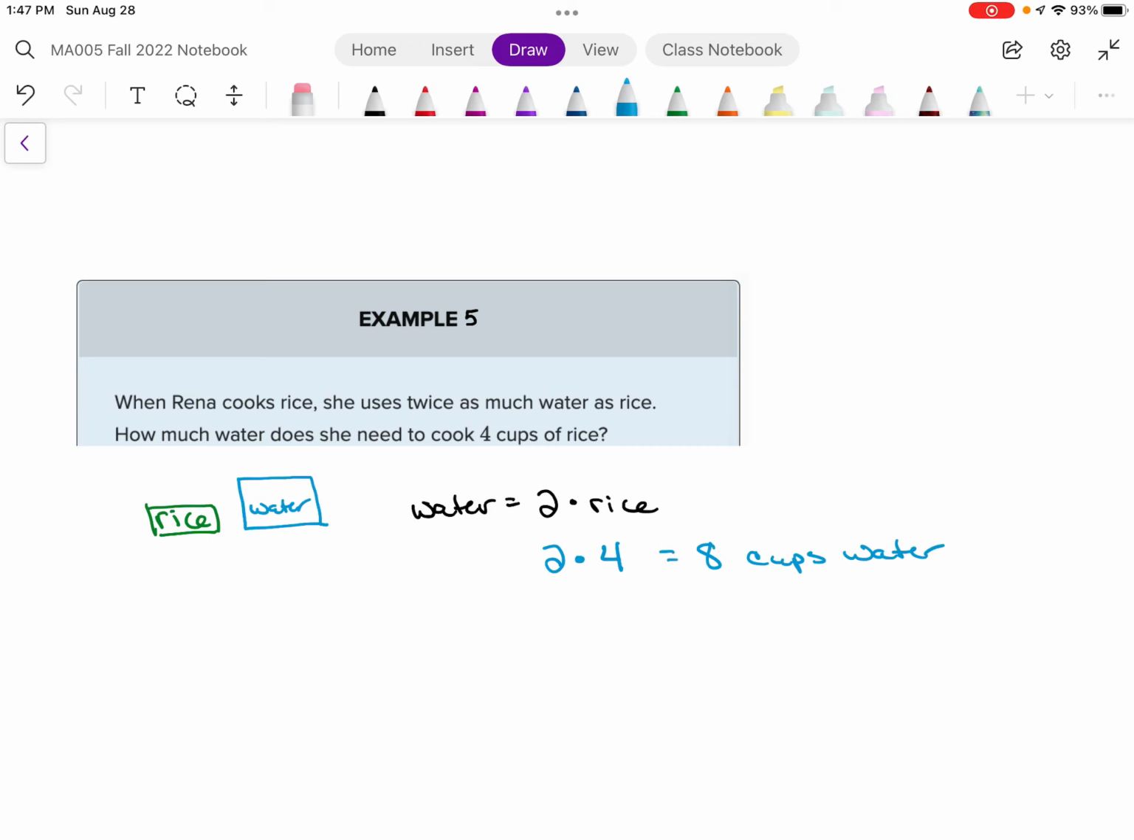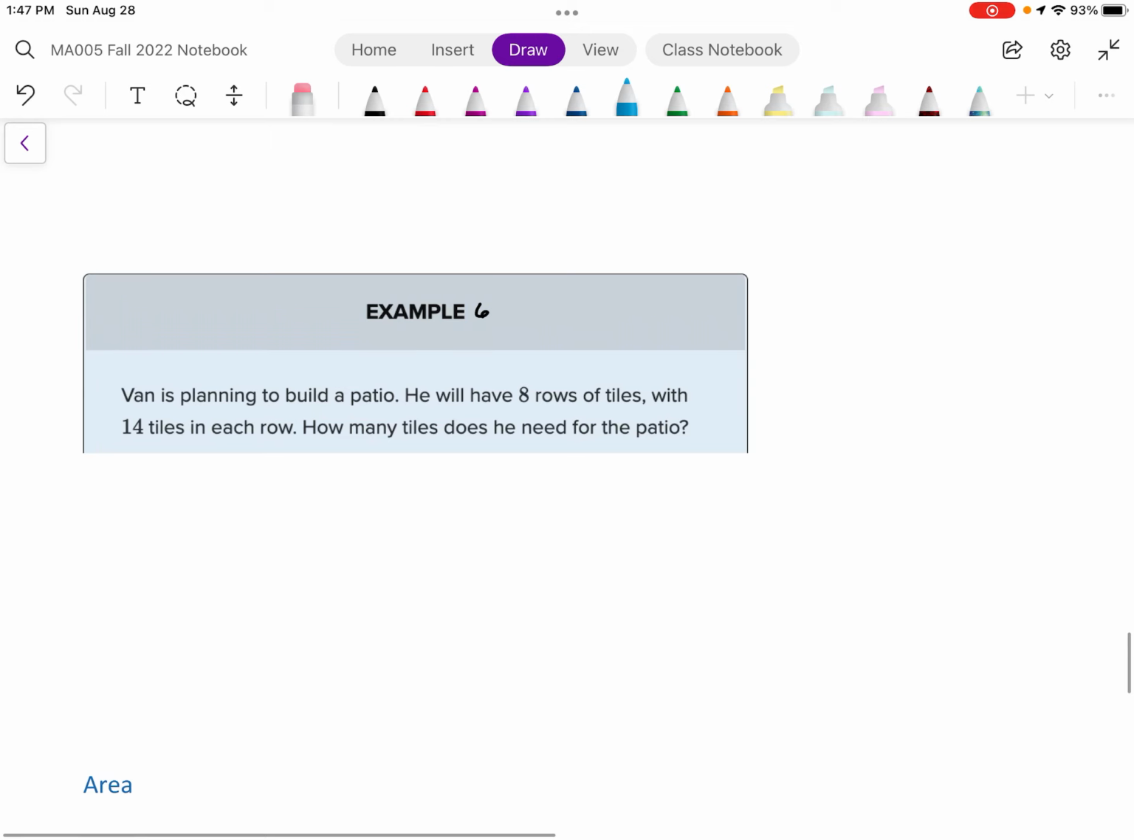All right, so these are the kind of things that trip people up with word problems, and I'm going to help you with that as much as possible throughout this class.